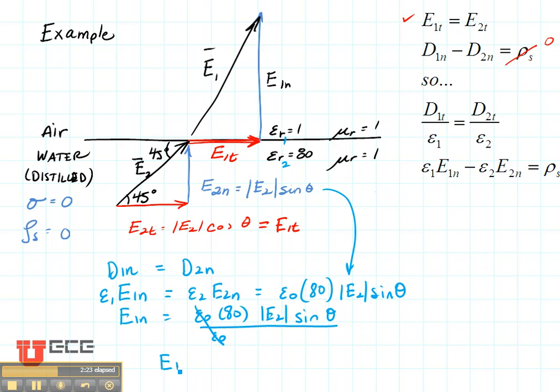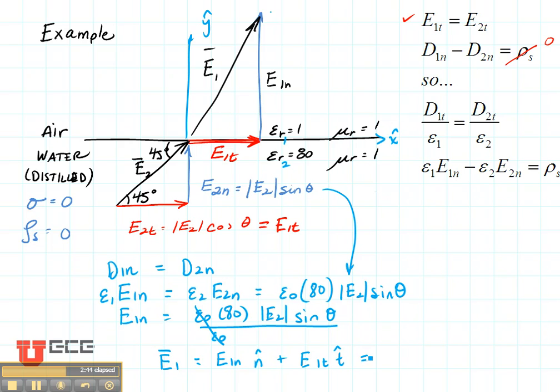So E1 is going to be E1n in the normal direction plus E1t in the tangential direction. Let's put some directions on here just to help us. Let's say that this is the x direction, and let's say that this is the y direction.